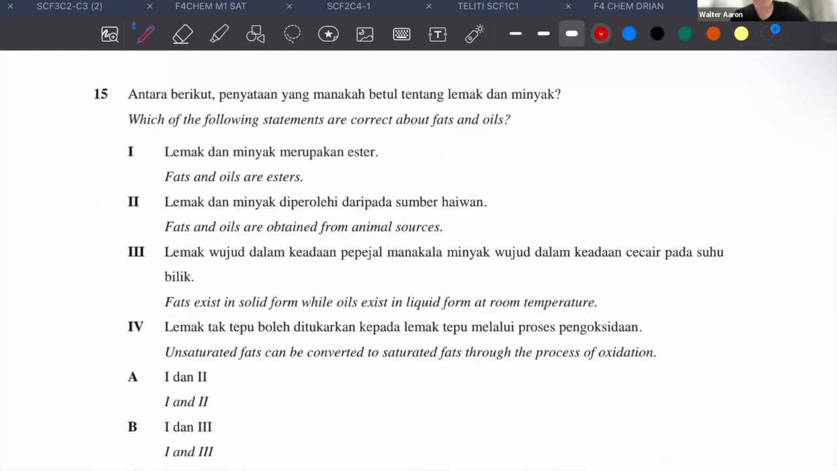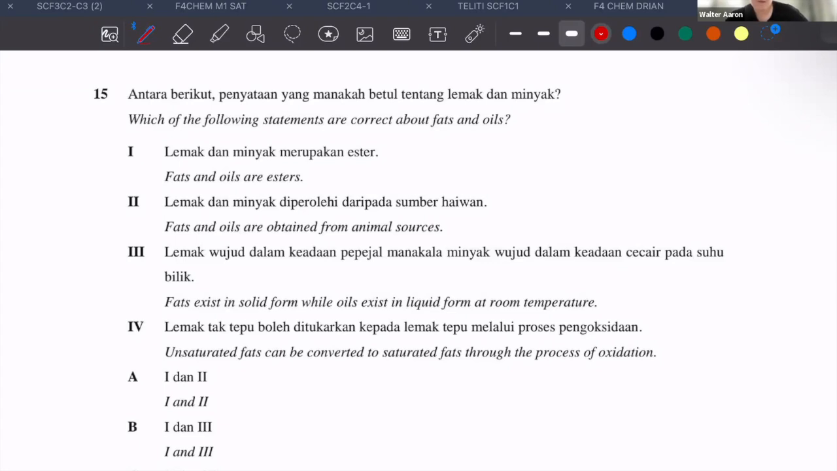Question 15: which of the following statements are correct about fats and oils? If you don't know what fats and oils are, they are basically compounds that can be found in plants as well as in animals. They are also usually called lipids. For number 15, you must identify the characteristics of fats and oils which are true.